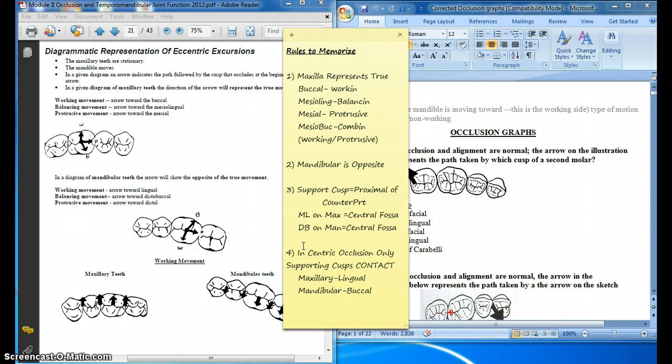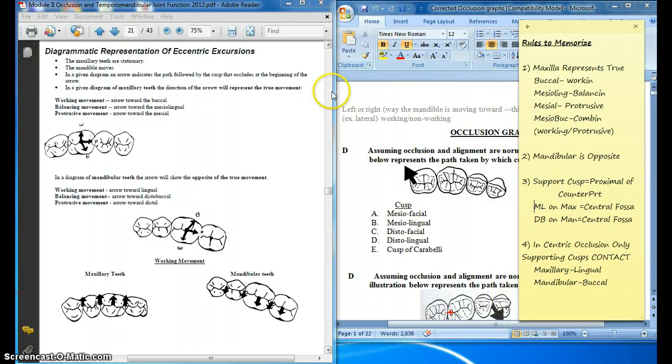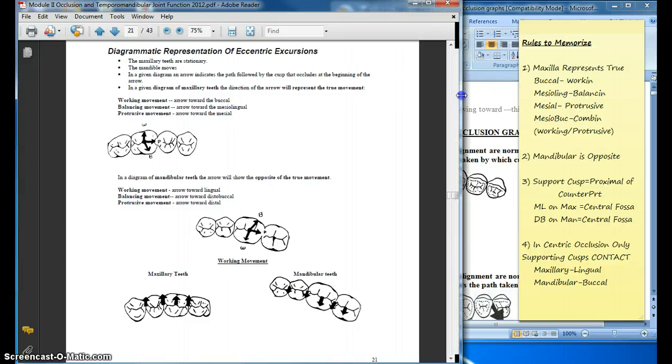And the fourth thing we need to remember is that in centric occlusion, only the supporting cusps contact. The supporting cusps on the maxillary are the lingual, and the supporting cusps on the mandibular are the buccal. So if we have a maxillary diagram of some maxillary molars and premolars, we automatically think that the teeth that are going to contact those are mandibular teeth, and we know they're going to be buccal cusps. So that's pretty much the 4 little rules that I want you to memorize. I'm going to leave them right over here, and now I'm going to explain what some of them mean.